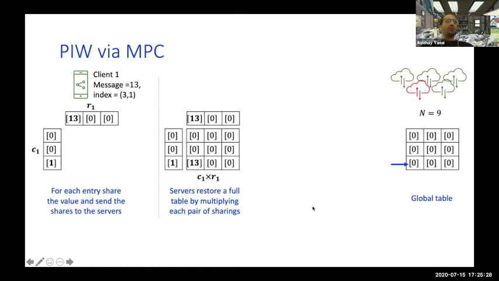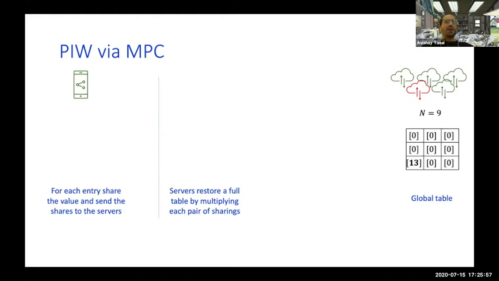Now the communication complexity for getting the full matrix is order of n, because we have n multiplications. We multiply each entry in the row vector with each entry in the column vector. So the servers, in the final step, add the matrix they obtain from the client to the global matrix that they maintain from the beginning. In this example, the global matrix becomes exactly the matrix obtained from the first client, because it was just the first client, and beforehand everything was 0.